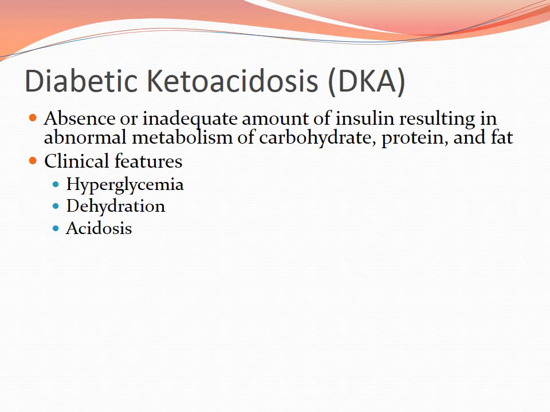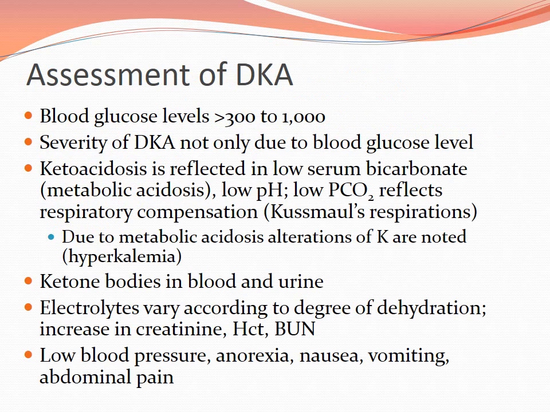Okay, diabetic ketoacidosis. The biggest thing we want to know about diabetic ketoacidosis is that it's the lack of insulin. Okay, diabetes is the lack of insulin, but DKA is worse, because there is just no sufficient amount of insulin for the intake that's occurring. What happens is we see severe hyperglycemia, and because of the lack of insulin, we see dehydration and acidosis, and we'll explain this.